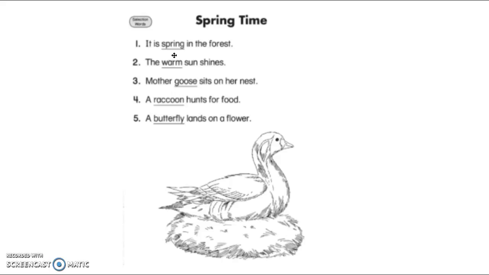The warm sun shines. Yesterday I heard a lot of you guys say, it's hot. Well, it wasn't hot. It was warmer than it has been, but it definitely wasn't hot. We'll save hot for when it's July and August. 3, Mother Goose sits on her nest, so we see the goose here. 4, a raccoon hunts for food, and the raccoon is our main character in our story today. And 5, a butterfly lands on a flower, and last week we talked all about caterpillars turning into butterflies, so we should be familiar with that word.